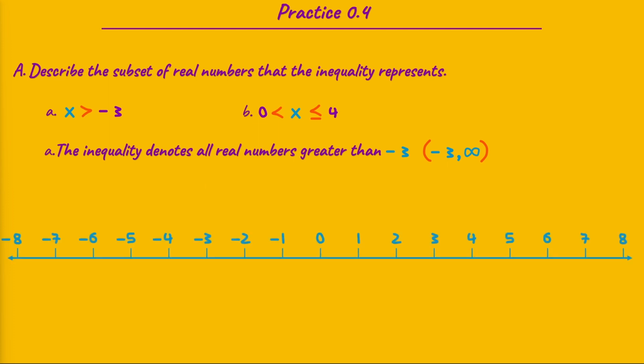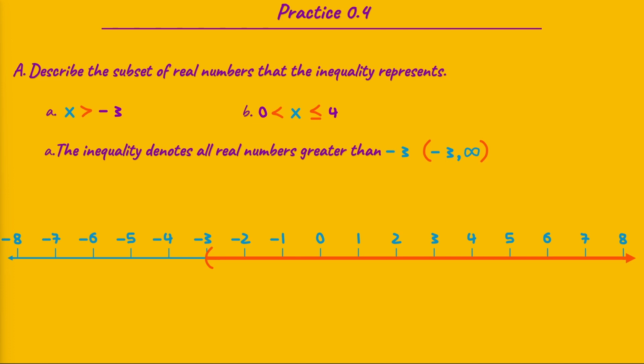Let's draw it on the real number line. Here is negative 3. We are going to draw parentheses, so negative 3 is not included. So the inequality will include all the real numbers greater than negative 3.